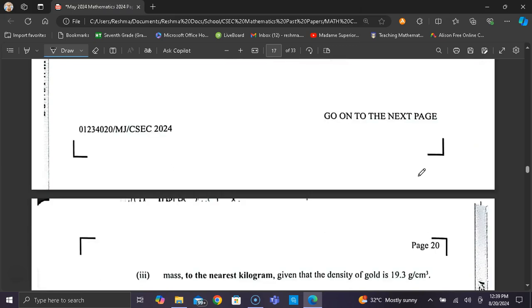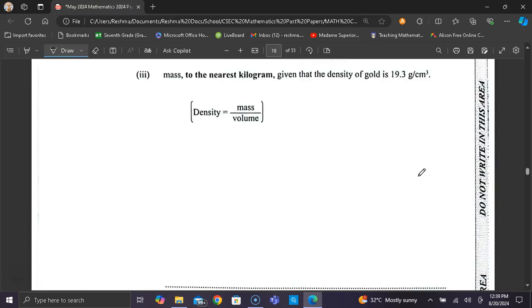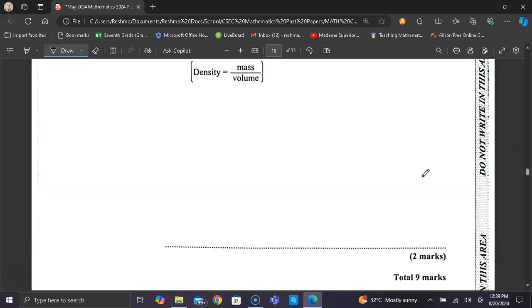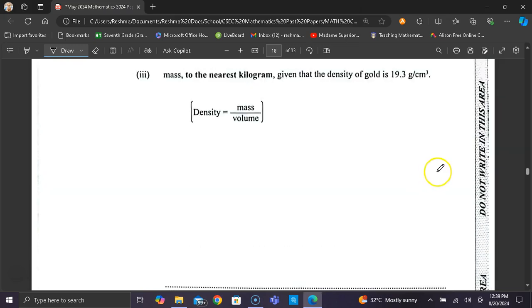All right, so let's go on to the last part. We have to find the mass of one of the gold spheres now to the nearest kilogram, given that the density of gold is 19.3 grams per cubic centimeter. This is 2 marks. Now, notice the units they give you for density is in grams per cubic centimeter, and the answer is required for mass in kilograms. So when we find the mass, it will be in grams, and then we have to convert it to kilograms.